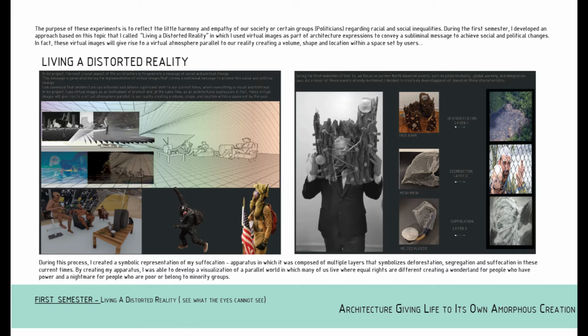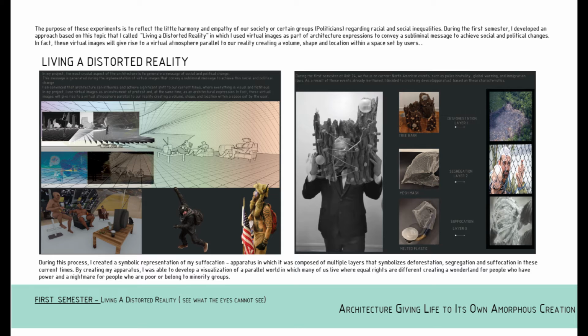During the first semester, I developed an approach based on this topic that I call Living a Distorted Reality, in which I use virtual images as a part of the architecture expression to convey a subliminal message to achieve social and political changes. In fact, these images will rise to a virtual atmosphere parallel to our reality, creating a volume, shape, and a location within a space set by the user.